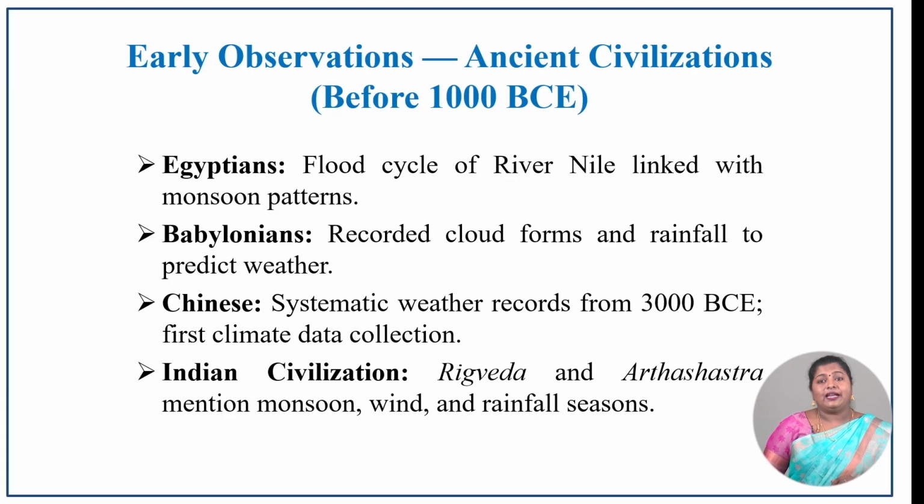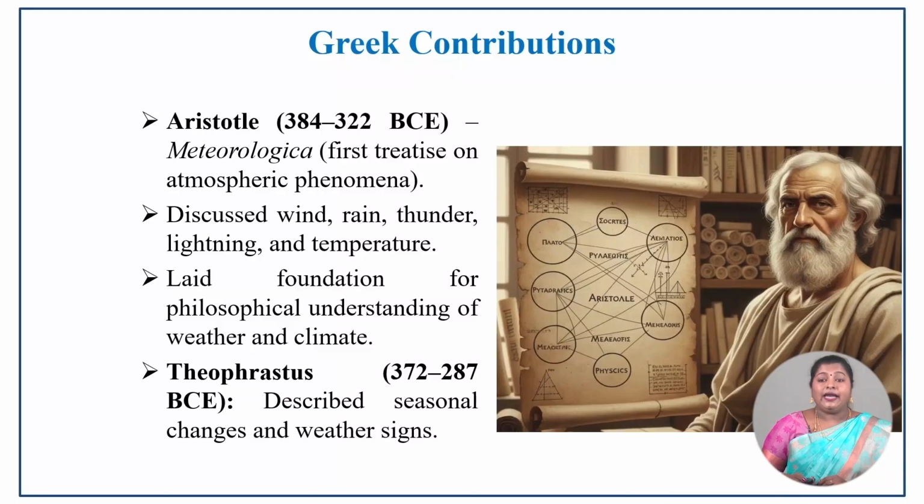In Indian civilization, the Rig Veda and Arthashastra mentioned monsoon, wind and rainfall seasons. Greek contribution: Aristotle, 384 to 322 BCE, in his writing Meteorologica, the first treatise on atmospheric phenomena, discussed wind, rain, thunder, lightning and temperature. He also laid the foundation for the philosophical understanding of weather and climate.